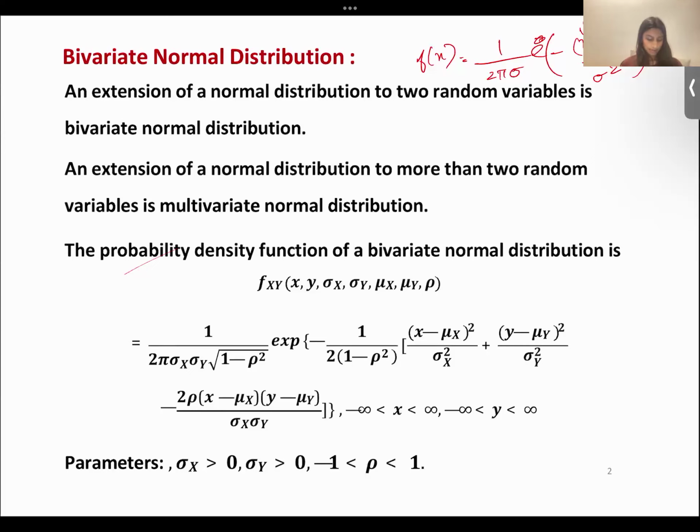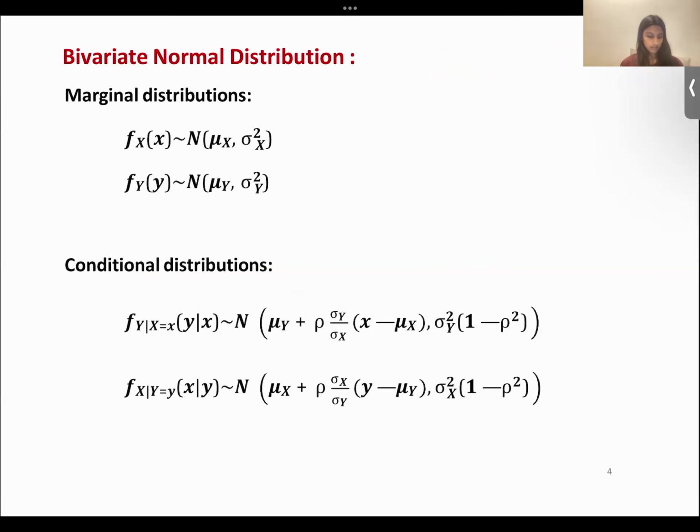The important parameters here are that the standard deviations have to be greater than 0. And this factor called rho is always between -1 and +1. Also, it's denoted by a formula. Earlier, in the univariate normal distribution, it was just N of mu comma the variance. But in this case, you'll have mu of x and sigma square of x, and mu of y and sigma square of y. Similarly, we also have conditional distributions.